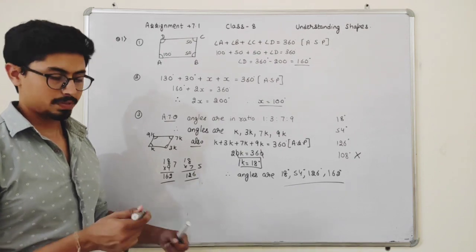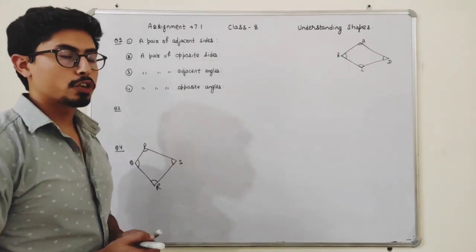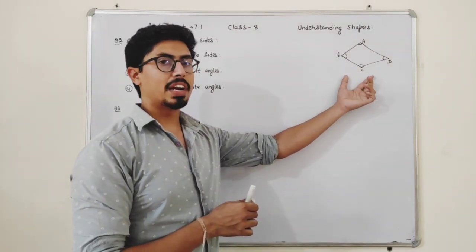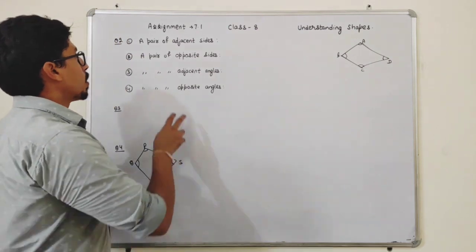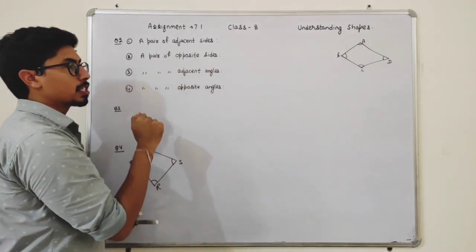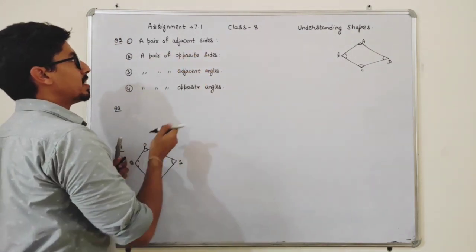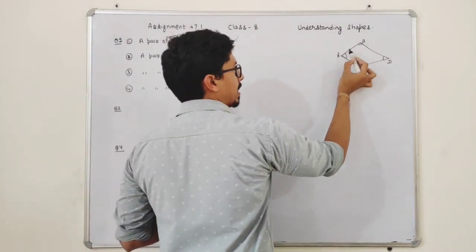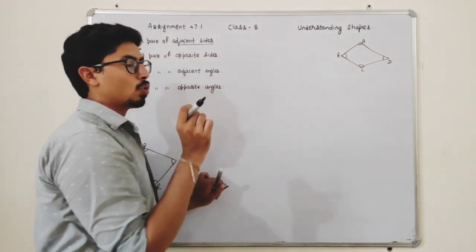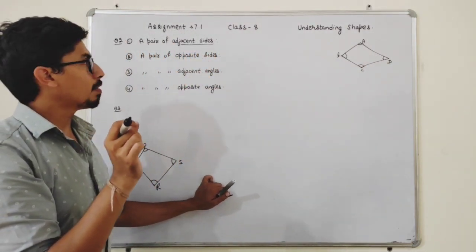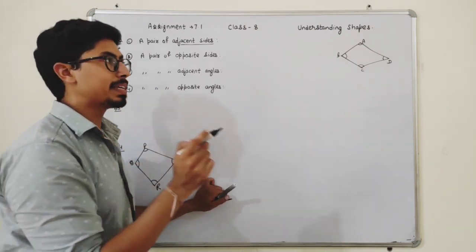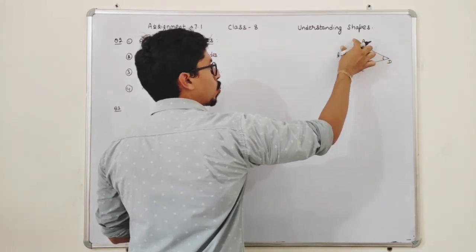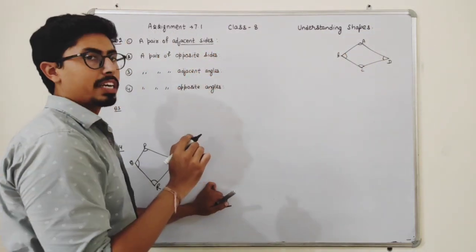Okay, students. Now moving forward to question number 2. In question number 2, this figure is given. This is a quadrilateral ABCD. I have to solve these four parts. The first part is a pair of adjacent sides. Adjacent sides means sides that have a common vertex. Vertex means where two lines meet. See, AB and AD meet at A. So AB and AD are adjacent sides.